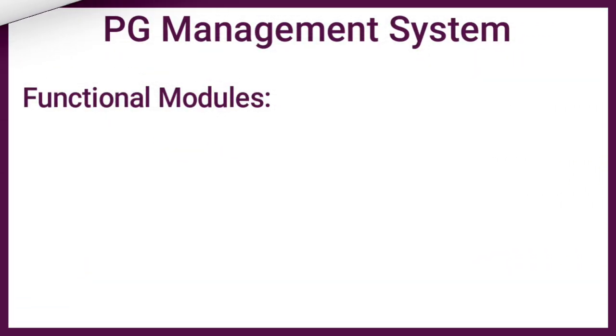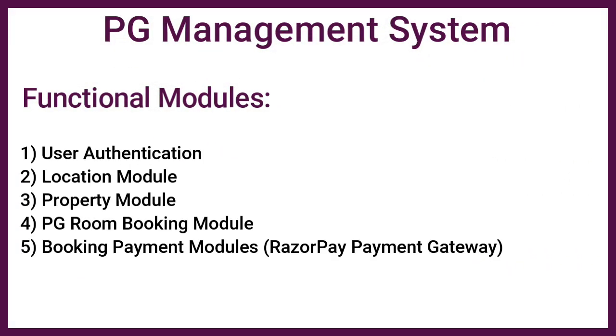Now the functional modules present in the project. The very first and very important functional module is the user authentication module. The second one is the location module, the third one is the property module, the next one is the room booking module, and the last and very important module is the payment module. And for the payment, we have integrated the Razorpay payment gateway.